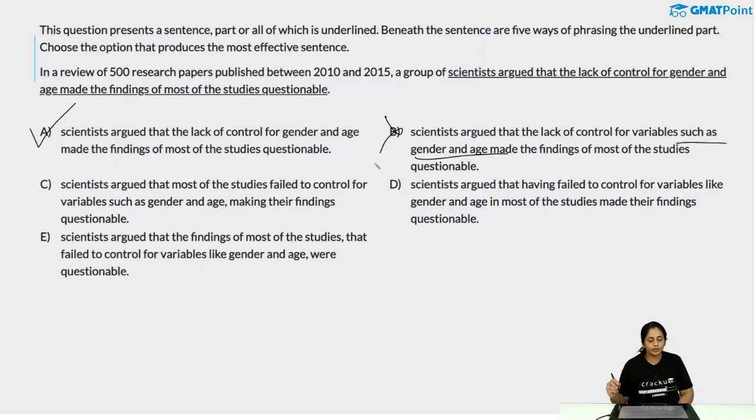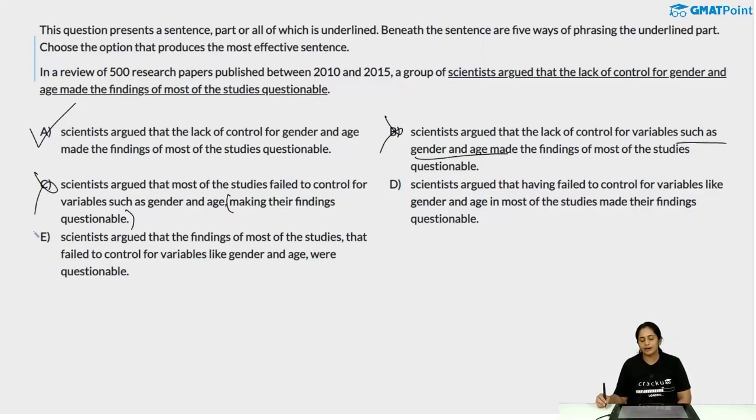Option C: Scientists argued that most of the studies failed to control for variables such as gender and age, making their findings questionable. So this making their findings questionable is firstly an awkward construction, because you are converting it into a modifier, and it is not clear what it is modifying. Making their findings questionable, are the scientists' findings questionable or the studies questionable? It's difficult to understand, because this part has been made into a modifier and it should not be a modifier, since we are not clear what it is modifying. So it should not be in a modifier form like this. So C is also incorrect.